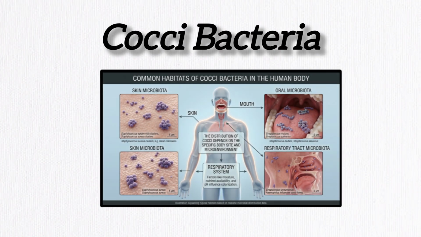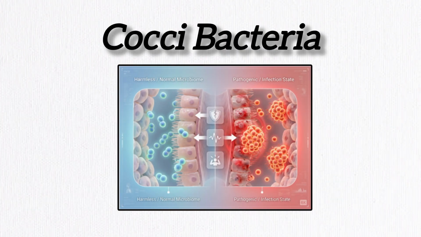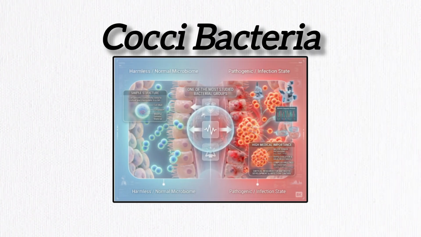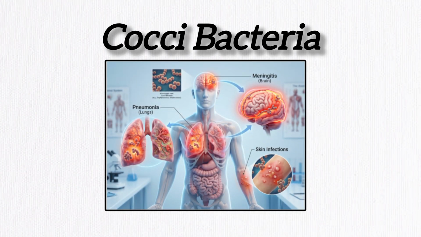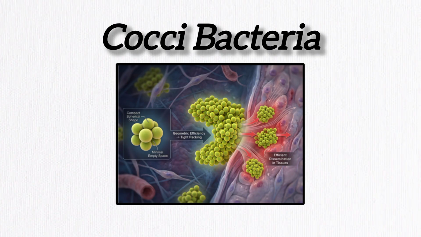Cocci are commonly found on the skin, in the mouth, and in the respiratory system. Many live harmlessly, contributing to the natural balance of microorganisms in the body. However, some can become pathogenic under the right conditions, leading to diseases such as pneumonia, meningitis, or skin infections. Their compact shape allows them to pack closely together, which can make infections spread more efficiently in tissues.